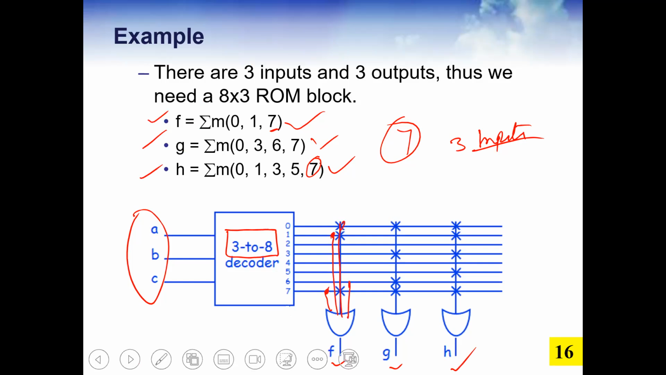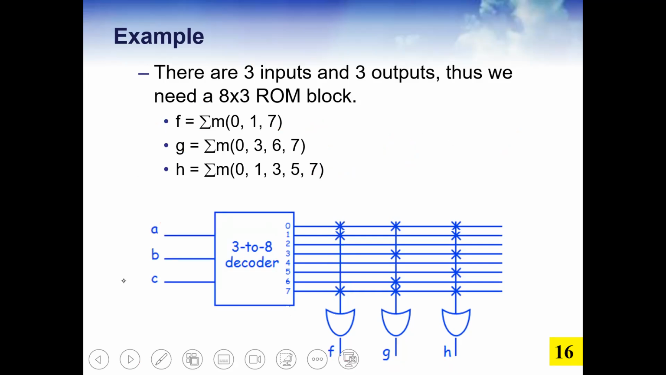But if we are using ROM implementation, we don't need that. We'll be using the array logic symbology. So look here, 0. So we'll be having it here. Next one is 1, connect here 1. 7, so this is 7, cross here. So this is for F.